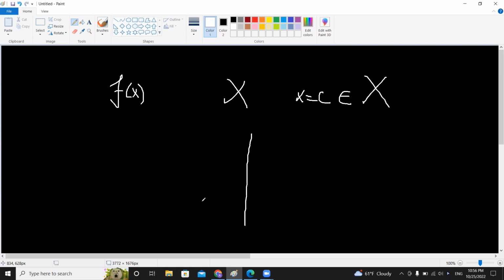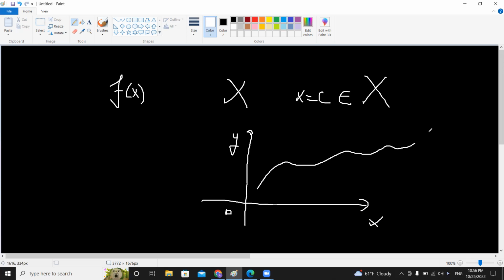Graphically, what does a continuous function mean? It means that if we can draw the graph of a function without taking the marker off the board, then obviously this function is a continuous function. If I draw the graph by taking the marker off the board, we get an interruption here, or discontinuity in mathematical language.